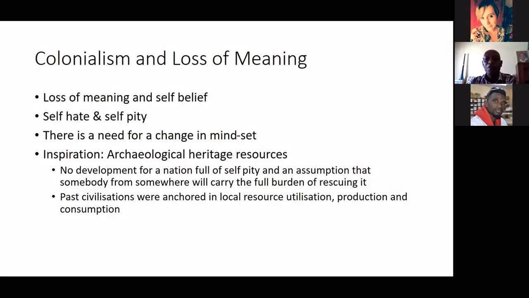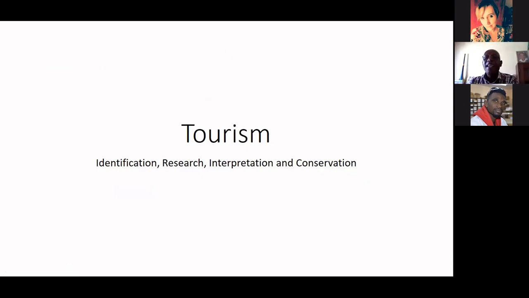Because I believe that there is no way that as a continent or as a nation we can develop when we are full of self-pity and the assumption that somebody is going to come from elsewhere to rescue us. If you look at past civilizations, these were all anchored on local resource utilization, local production and local consumption. Yes, we can talk about long distance trade. Yes, it enhanced development and was a catalyst, but the fundamentals were the local branches of the economy.